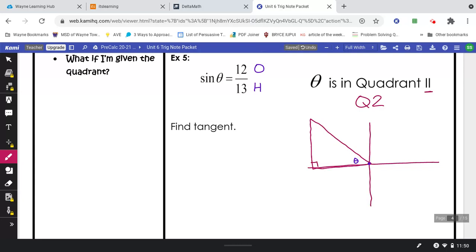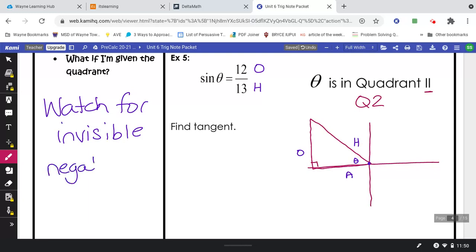So then I can label my opposite, adjacent, and hypotenuse sides. Take a second and do that if you haven't already. Opposite, adjacent, hypotenuse. Now very carefully, we're going to put each of these on. When we do, we have to watch for invisible negatives. Watch for invisible negatives.